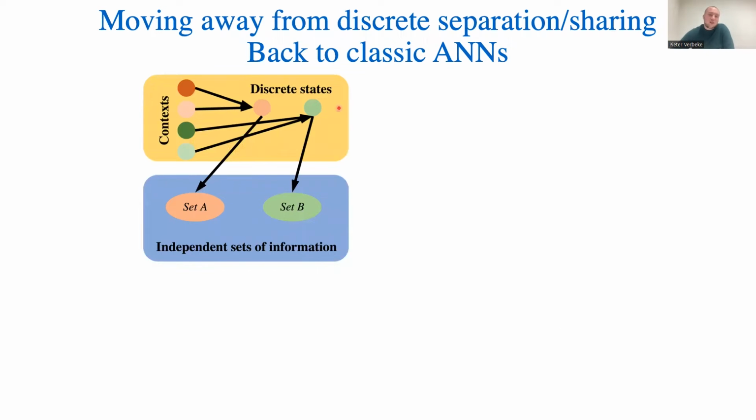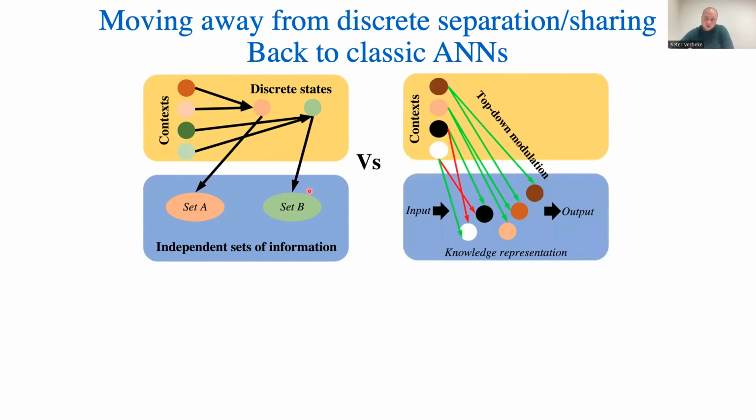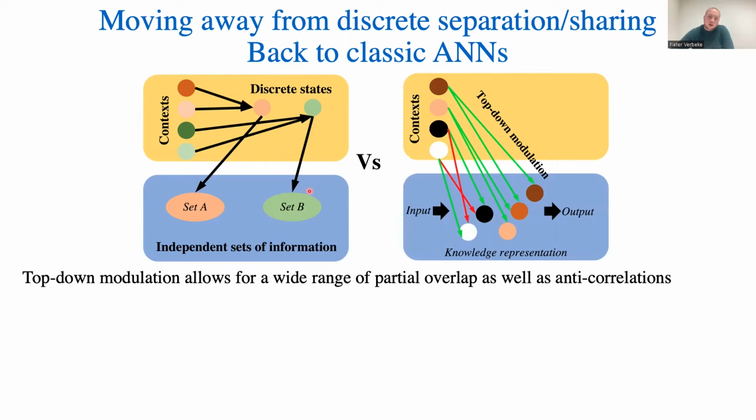So our idea is to move away from this discrete clustering and discrete separation or sharing, and back to classic artificial networks. Because in artificial networks, contexts are usually implemented via a top-down modulation signal, which allows for a wide range of partial overlap between contexts, as well as anti-correlations, because weights could be negative or positive, right?